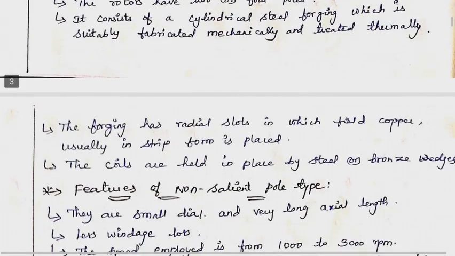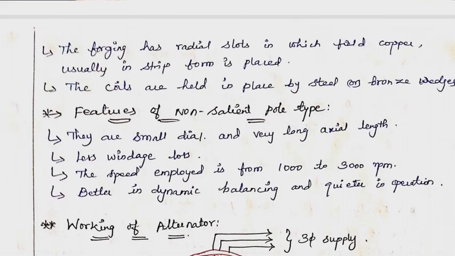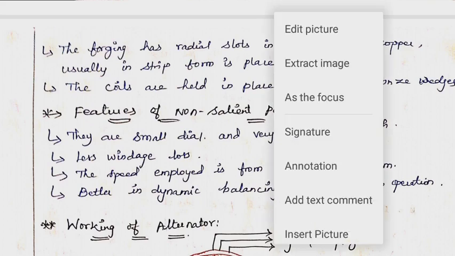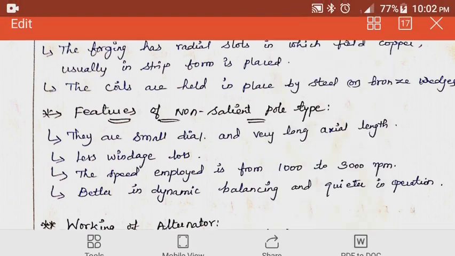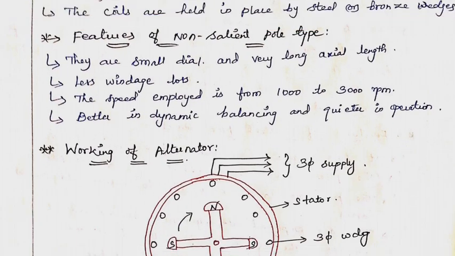The features of non-salient pole types are small diameter and very long axial length, and less windage loss. The speed employed is 1000 to 3000 rpm, because it is suitable for speeds above the synchronous speed. So if the synchronous speed is 1500 rpm, it can be used up to 3000 rpm. It is also better in dynamic balancing, and it has quieter operation.